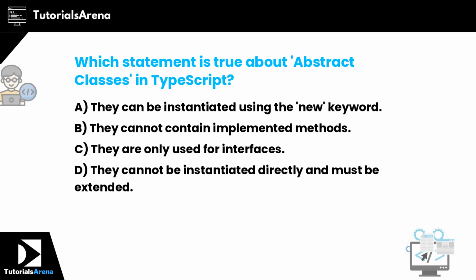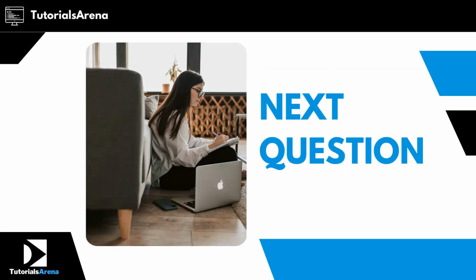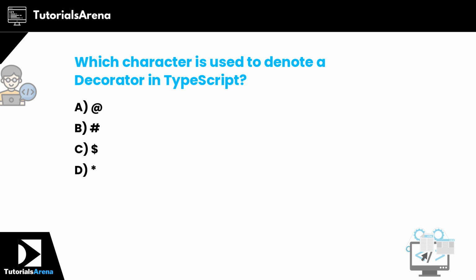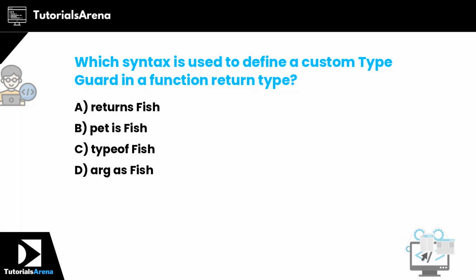Which statement is true about abstract classes in TypeScript? The correct answer is option D. They cannot be instantiated directly and must be extended. Which character is used to denote a decorator in TypeScript? The correct answer is option A, @. Which syntax is used to define a custom type guard in a function return type? The correct answer is option B, pet is Fish.